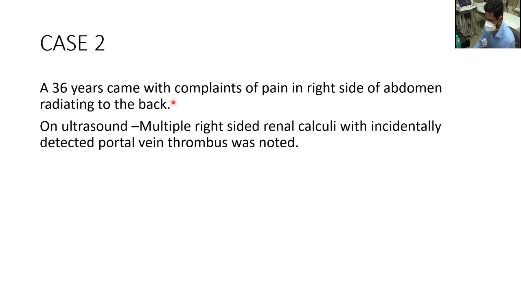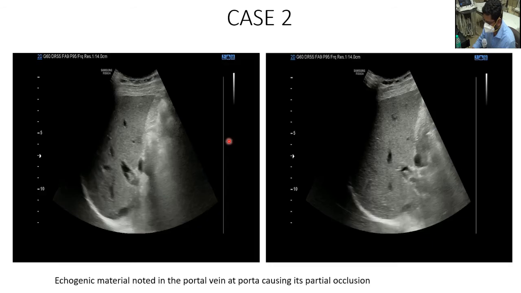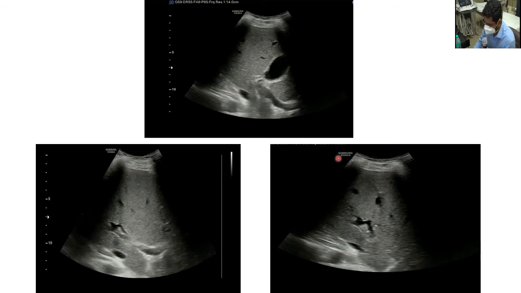a 36-year-old who came with a complaint of pain in the right side of the abdomen radiating to the back. On ultrasound examination, multiple right-sided renal calculi with incidental detected right portal vein thrombosis. On this B mode image, echogenic material is noted in the portal vein at porta, causing its partial occlusion. Another image shows the same partial occlusion of portal vein at porta, and this is the same echogenic material in portal vein, and this one is also the same.